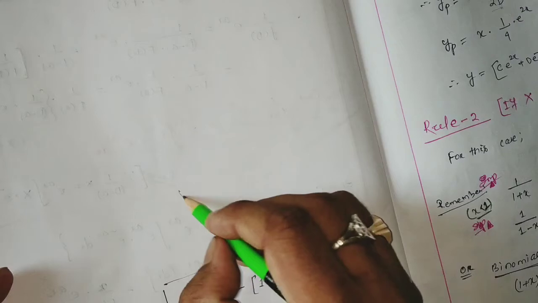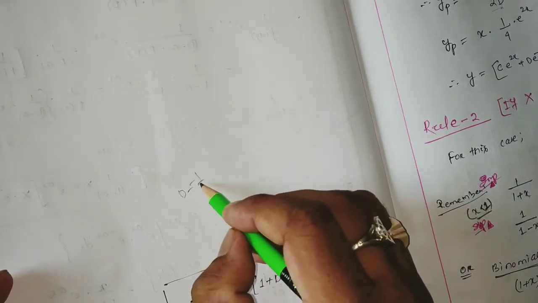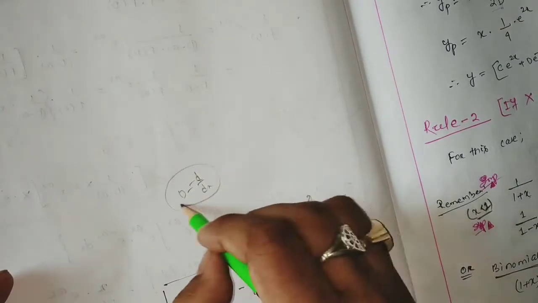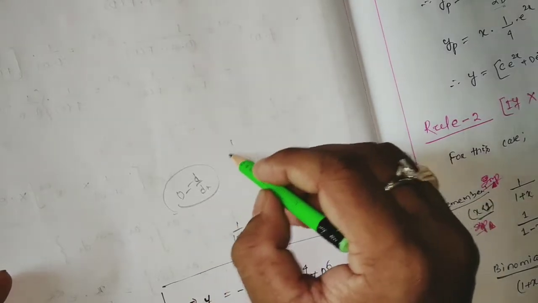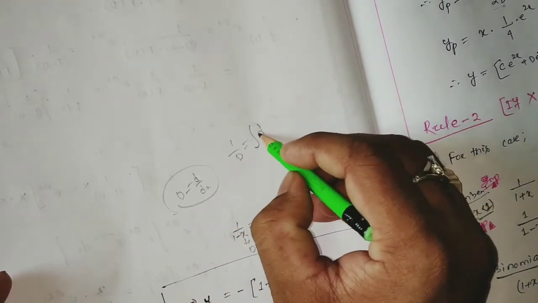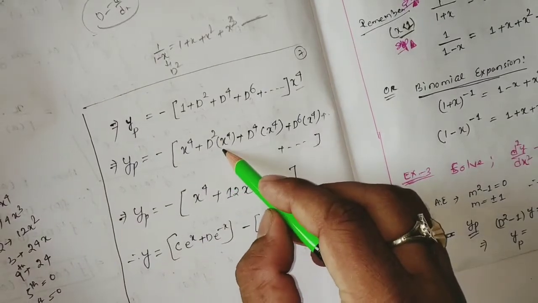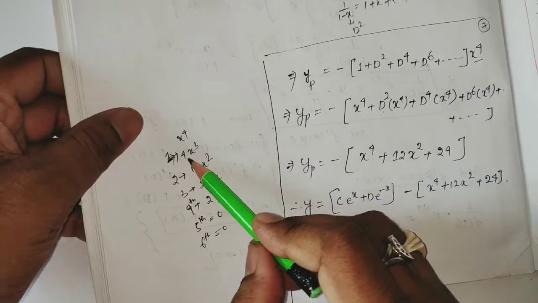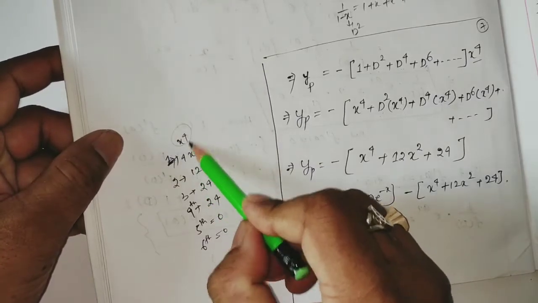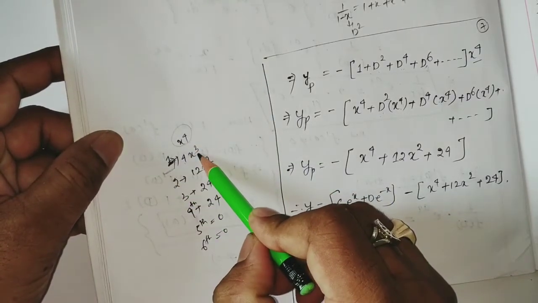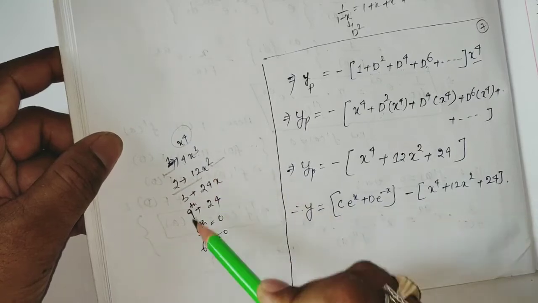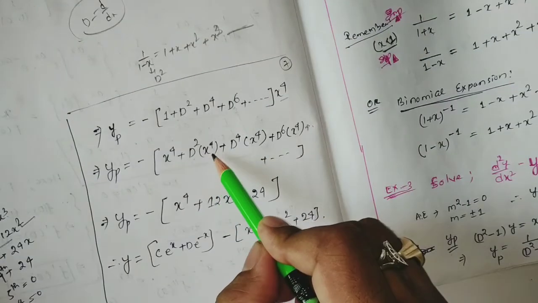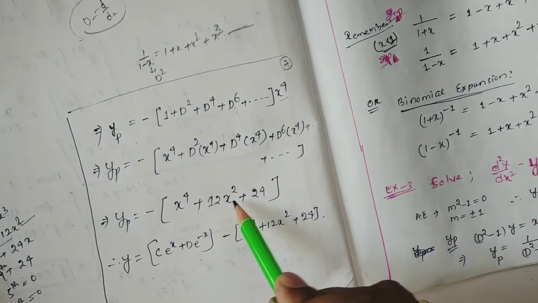See, D is nothing but d by dx, the first derivative. 1 by D is nothing but integration with respect to x, the first integration, right? So here D square means the double derivative of x to the power 4. The single derivative is 4x cube, the double derivative is 12x square. So the double derivative of x to the power 4 is nothing but 12x square.